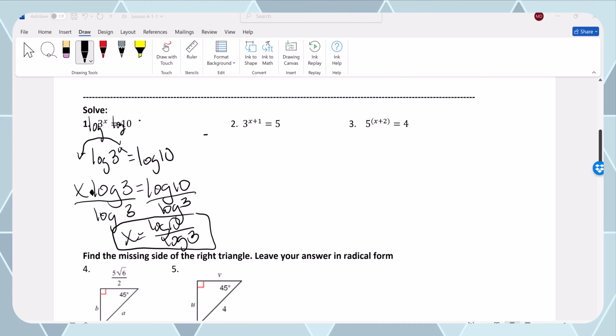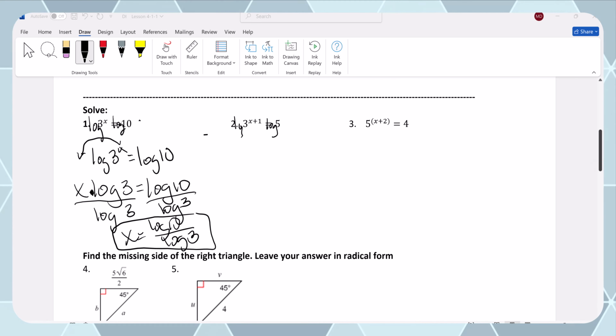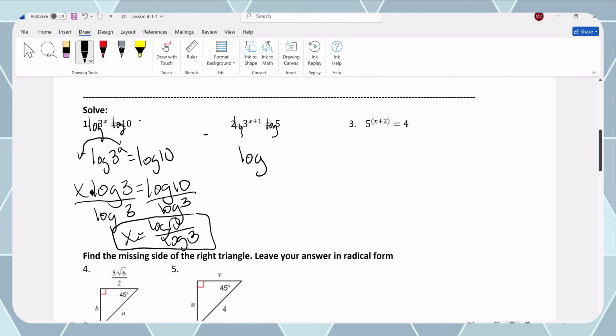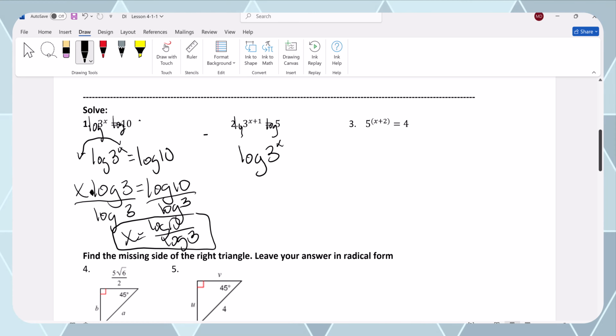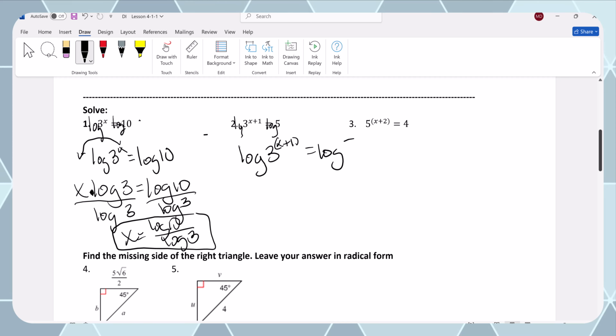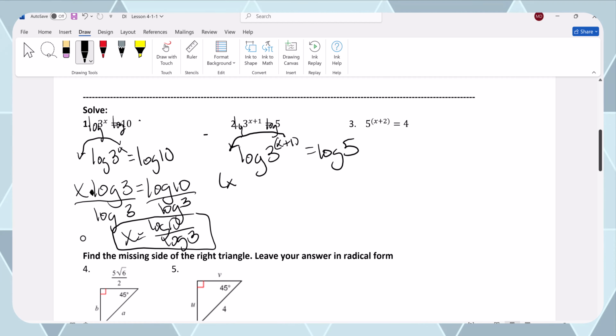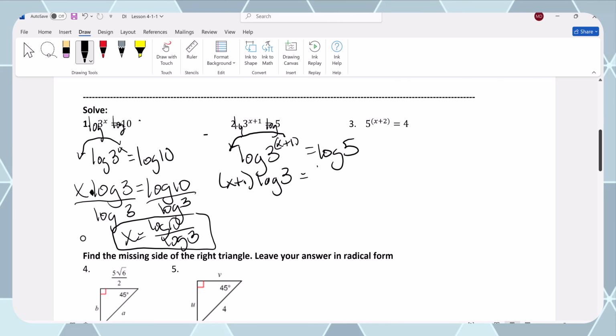So on this next one, same idea. You need to take log to both sides or convert it into a logarithmic equation. So you're going to get log 3 to the x plus 1, remember that's together, equals log 5. You can move that to the front due to the power rule with logarithms. So that's x plus 1 times log 3, and that equals log 5.